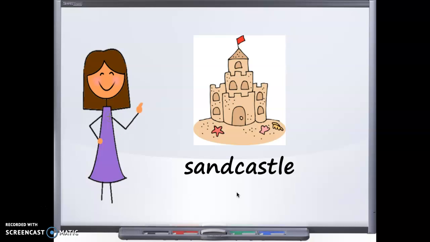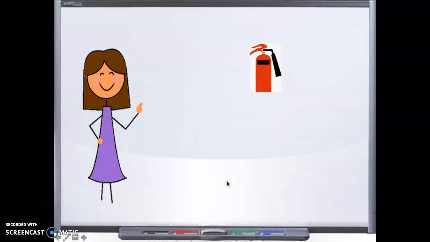This is a sandcastle. I'm sure some of you have built a sandcastle in your day. This is another example of a compound word. The two words in sandcastle are sand and castle. A sandcastle is a model castle made out of sand. See how we can use those two words to make the one word sandcastle? A castle made out of sand. Pretty interesting how that works, right?